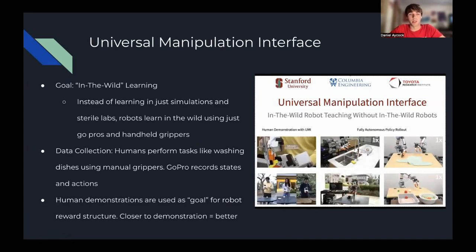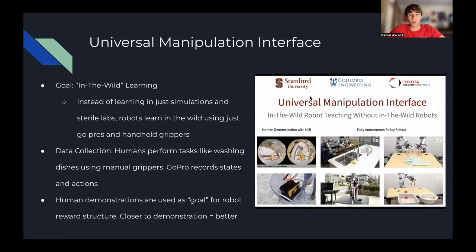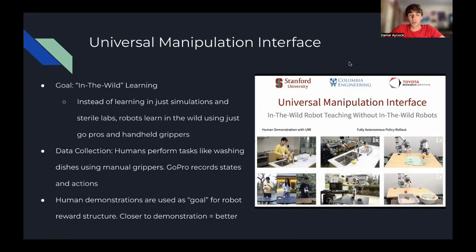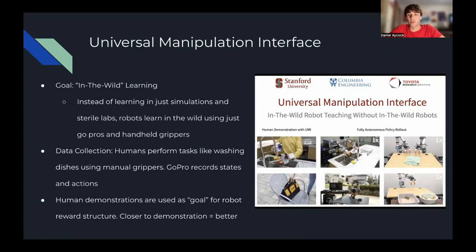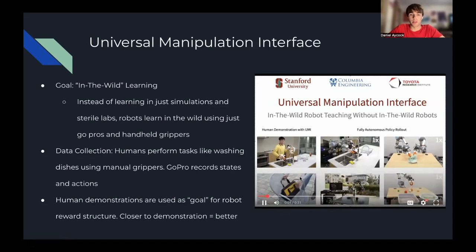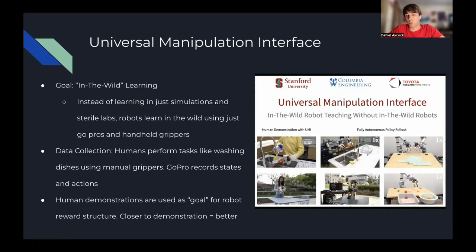So instead of just simulations and clean labs, robots are able to learn in the wild using just a set of handheld grippers and GoPros. You can see that down here. They pick up objects to train the robot. So the GoPros pick up video of how the grippers move, and then that is fed into the reinforcement learning algorithm. And the goal for the robot is to do it how the human does it. So the closer the robot is to the human video, the better reward it gets.